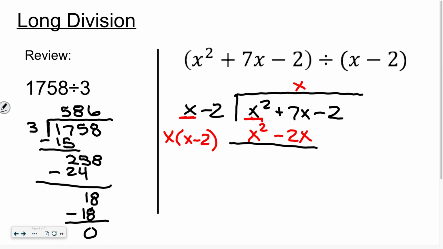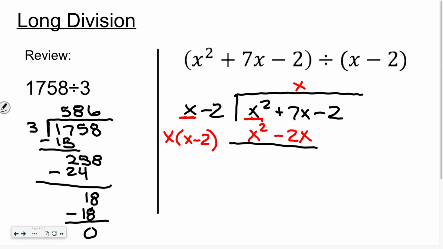Well, I set up my problem, right? That's like my 1,758. Do you agree with that, Rihanna? It's like my dividend. And then when you're doing this, we thought about 1, but 1 divided by 3 doesn't work. So then we thought about 17. 17 divided by 3 was 5. And so then we did 5 times 3 was 15. And that's where I'm at. I just put the x right there. And I just did x times x minus 2.